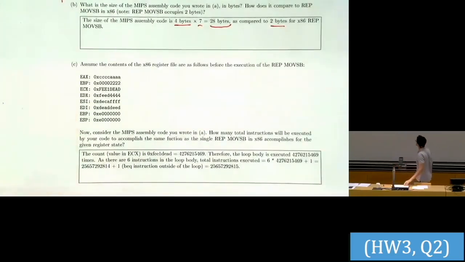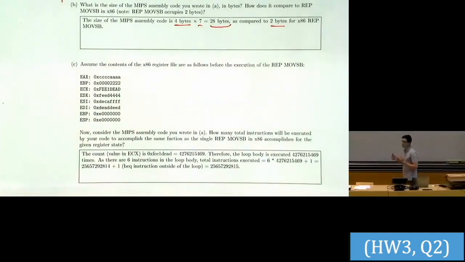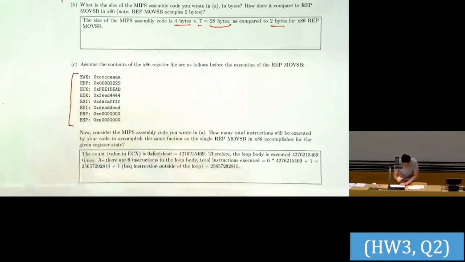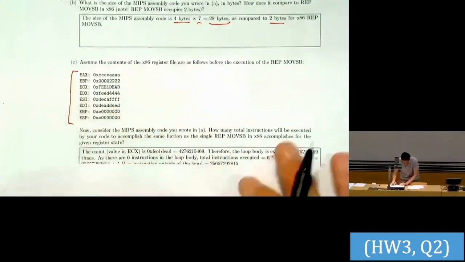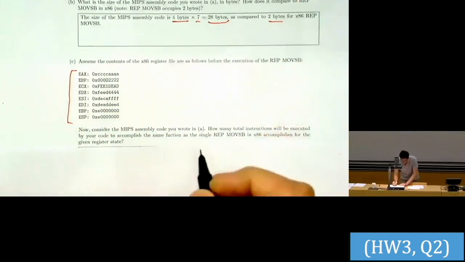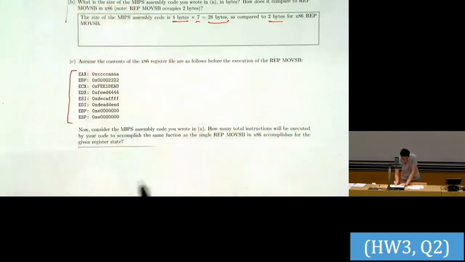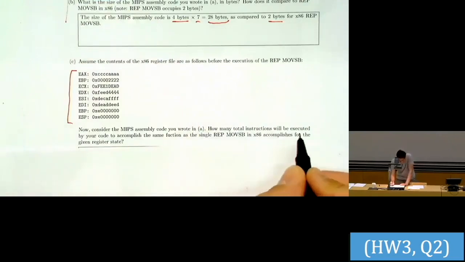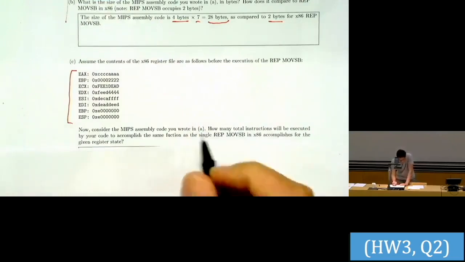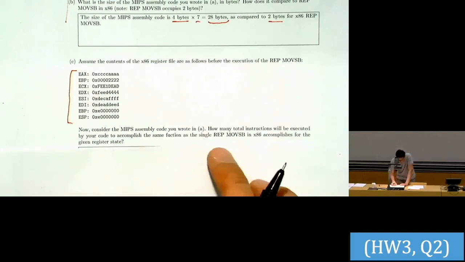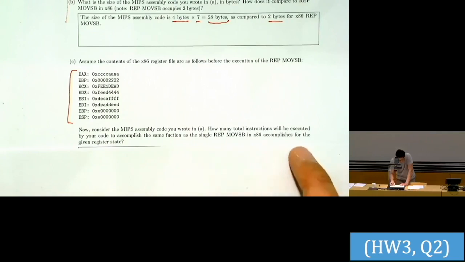Part C says, assume the contents of the x86 register file are as follows before the execution of this instruction. And these are the contents of these registers. Now consider the MIPS assembly code that we have just written here. How many total instructions will be executed by your code to accomplish the same function as the single rep movsv in x86 accomplishes for the given register state?